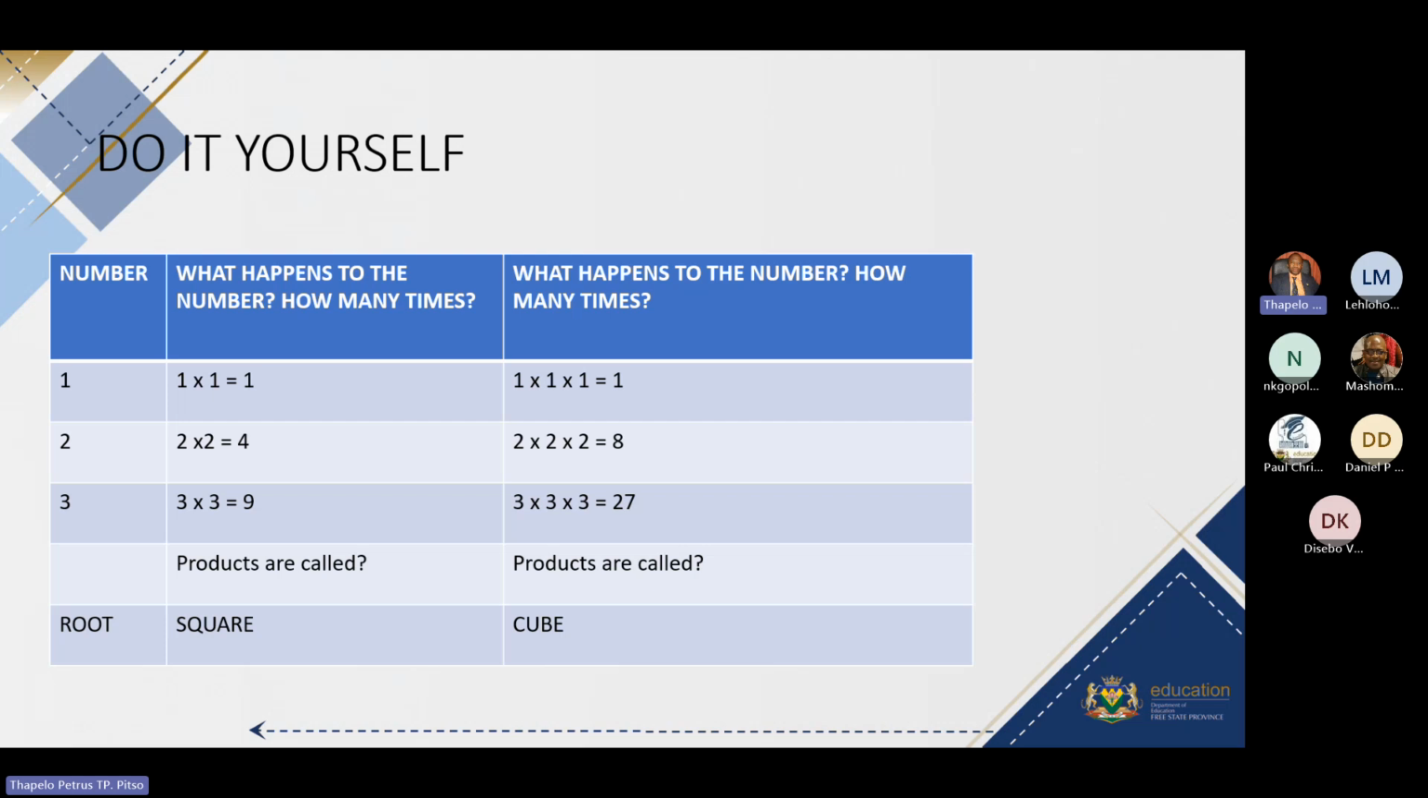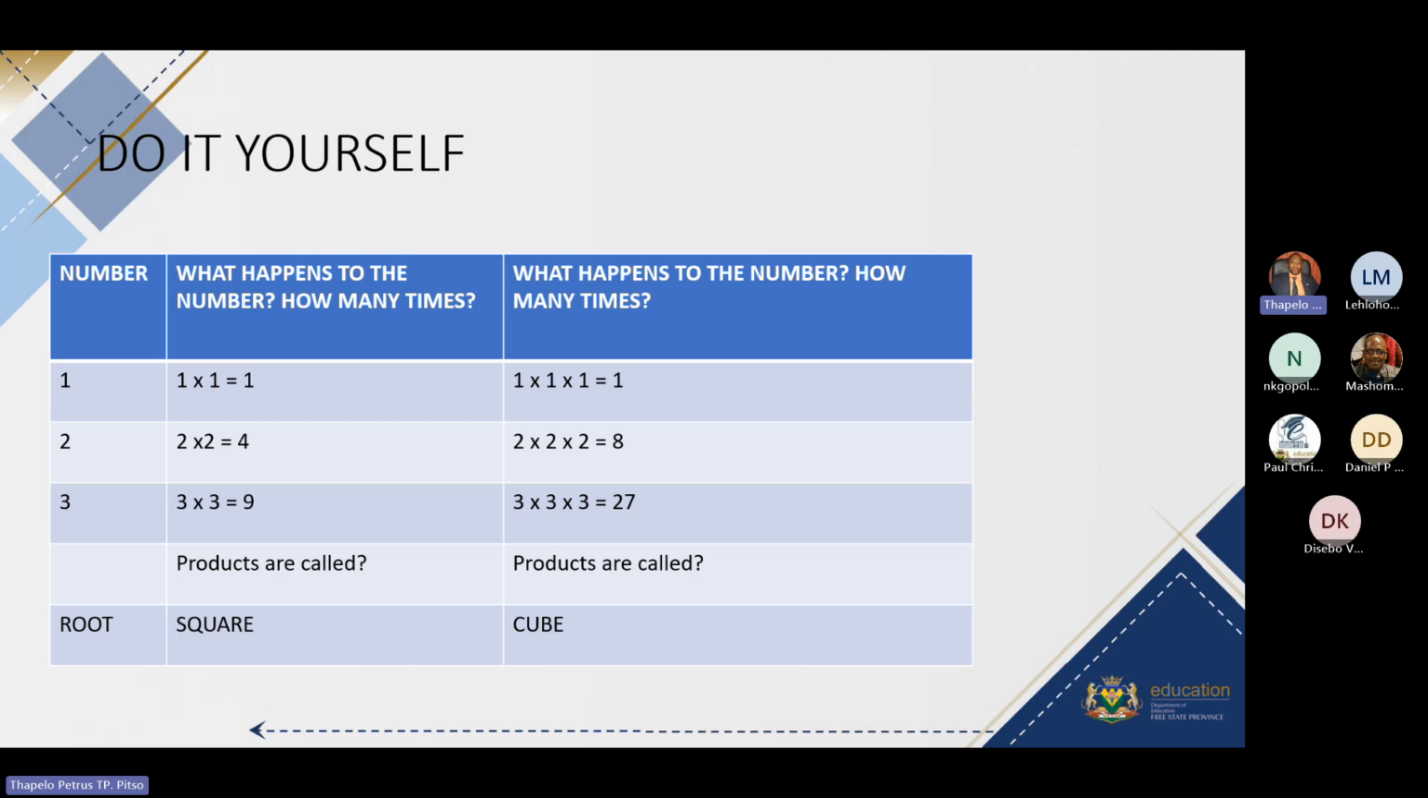Number 2 as well, let's check. Our number 2 is 2 multiplied by 2. What is happening to that number? That number is multiplied by itself how many times? And what is the product? You get 1. The second one, the number multiplied by itself gives you 4. The third one, 3 multiplied by 3 gives you 9. And you still remember the products of that number, 1 and 1. We call them squares. 2 and 2 give you square 4. 3 and 3 gives you square 9.